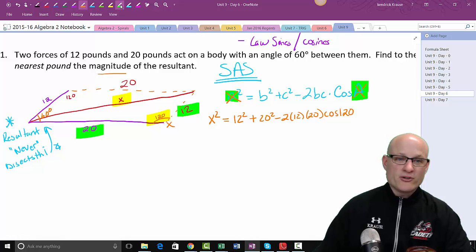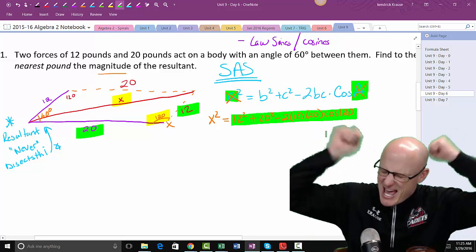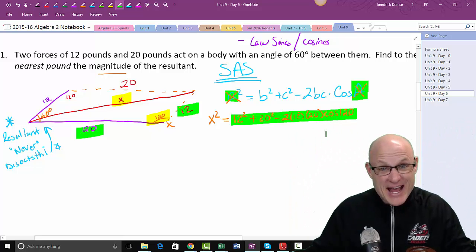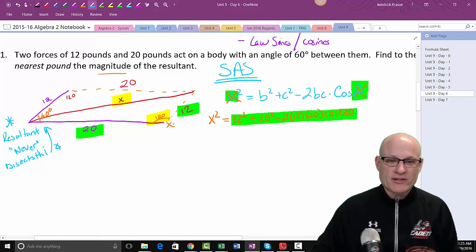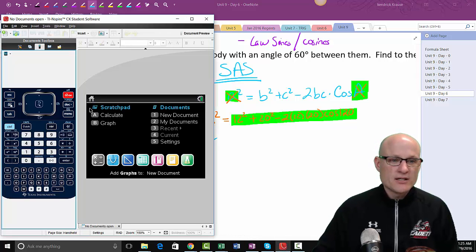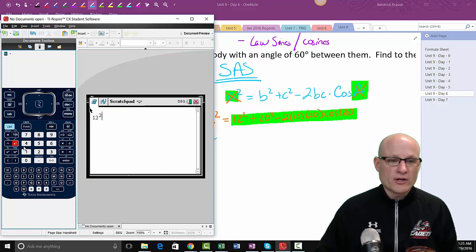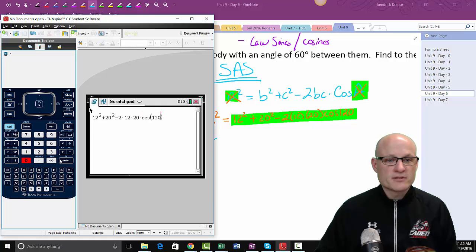Now, I'm just going to remind you, these are all numbers. And because they're all numbers, yes! It's when you have to find an angle that it's a pain in the keister. So since they're all numbers, all I got to do is type that stuff into my calculator. I'll take out the calculator, and I'll go 12 squared plus 20 squared minus 2 times 12 times 20 times the cosine, make sure you're using cosine, of 120.